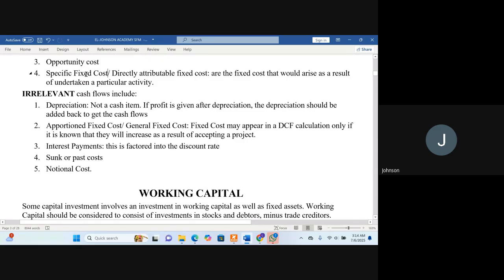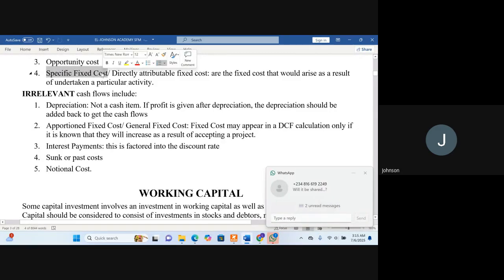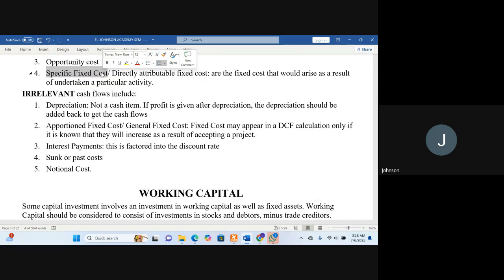But in a situation whereby they don't have any idle time, from 9 a.m. that they resume to the office to 5 p.m. that they close, they are always engaged, busy, that means they don't have any idle time. Then you ask, can they do overtime? If they can do overtime, then you need to account for a fixed cost for salary, because they are doing overtime and it's not part of their normal work hours. So that is where a specific fixed cost will arise. And it can also be looked at from other areas.